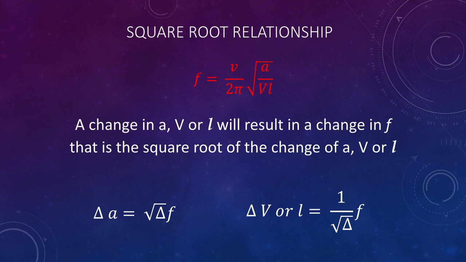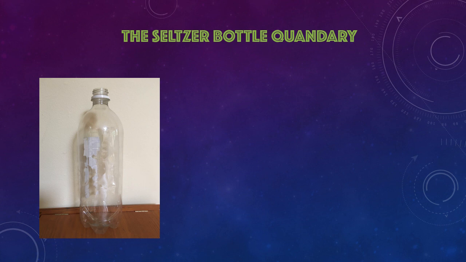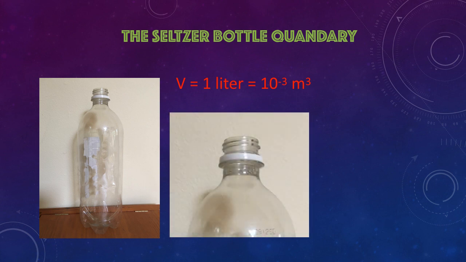Now, let's take a little trip to the real world. The seltzer bottle quandary. I take a 1-liter seltzer bottle. With a ruler, I measure the diameter of the opening and the length of the neck, and I get 2 centimeters for the diameter and 3 centimeters for the length. I use pi r squared to find the area of the opening. Doing some math, I get frequency equals 176 hertz.